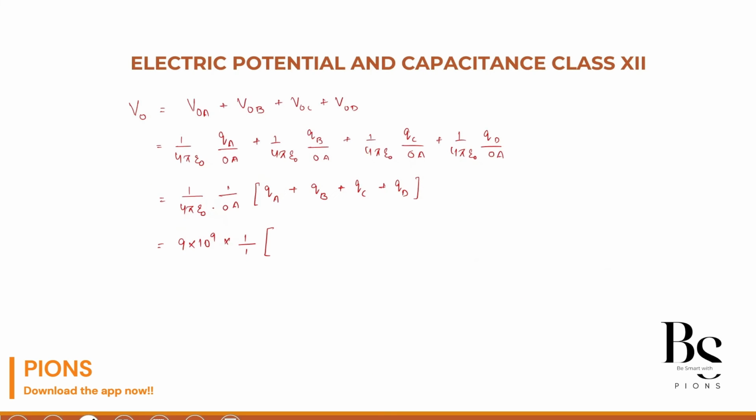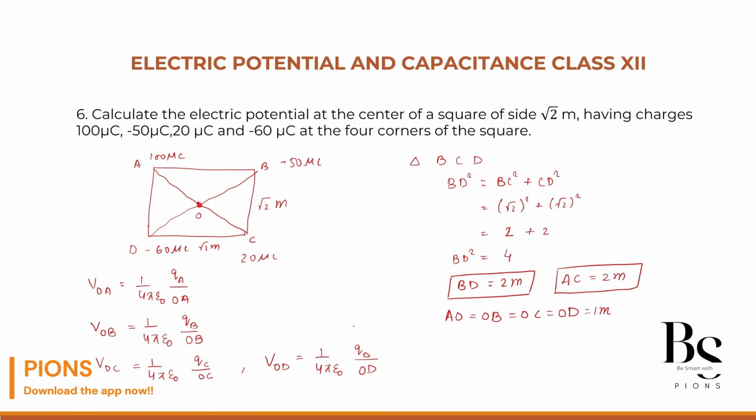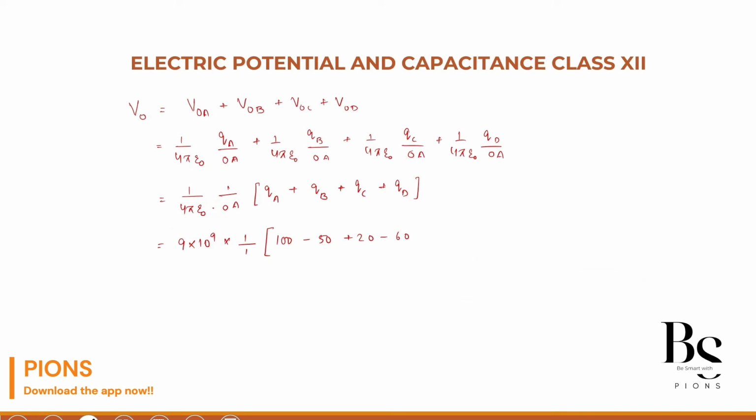So let's go back. 100 minus 50 plus 20 minus 60. These are our negative: 100, minus 50, 20 and minus 60. What about the microcoulombs? Let's take that common and keep it outside as 10 to the power minus 6. You will write it as 100 into 10 to the power minus 6, 50 into 10 to the power minus 6, 20 into 10 to the power minus 6, and 60 into 10 to the power minus 6. You can take 10 to the power minus 6 common out.